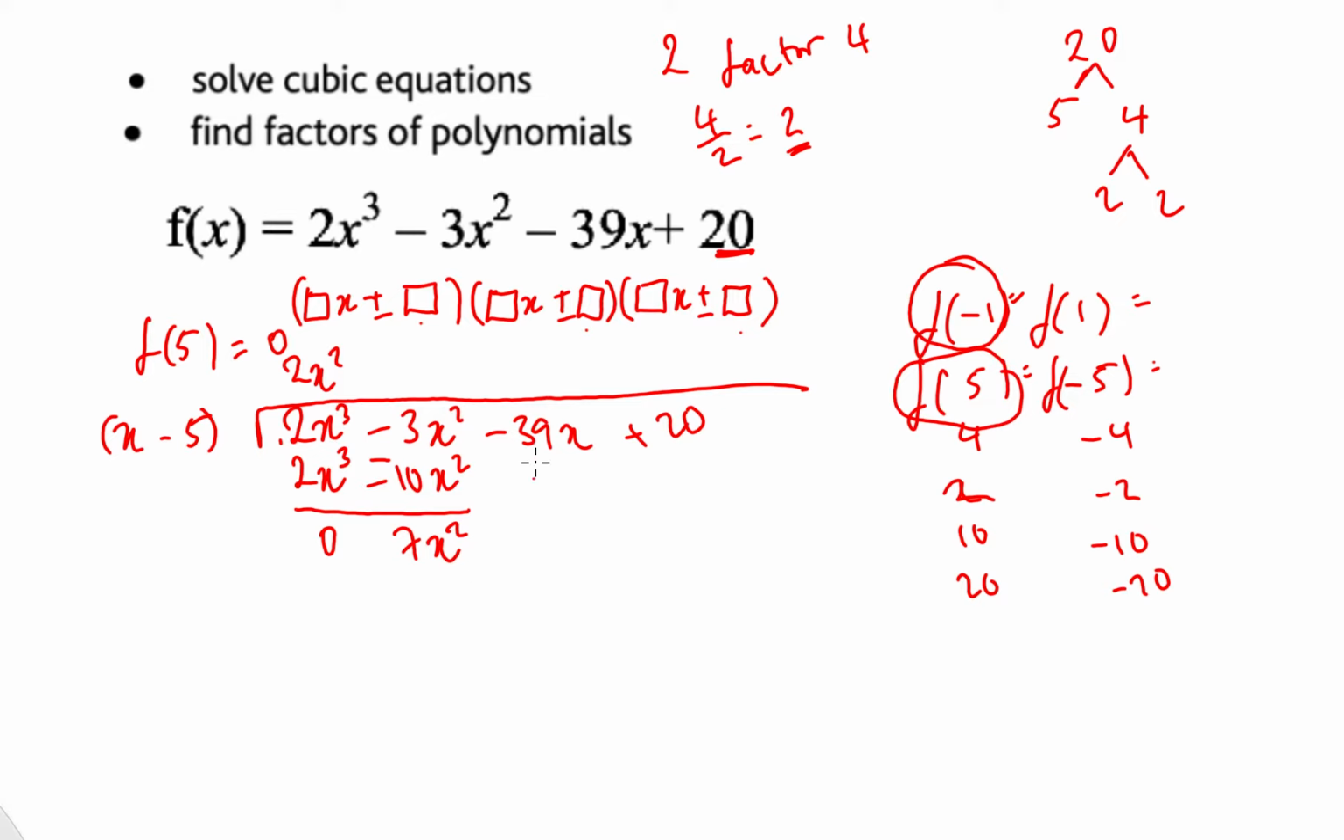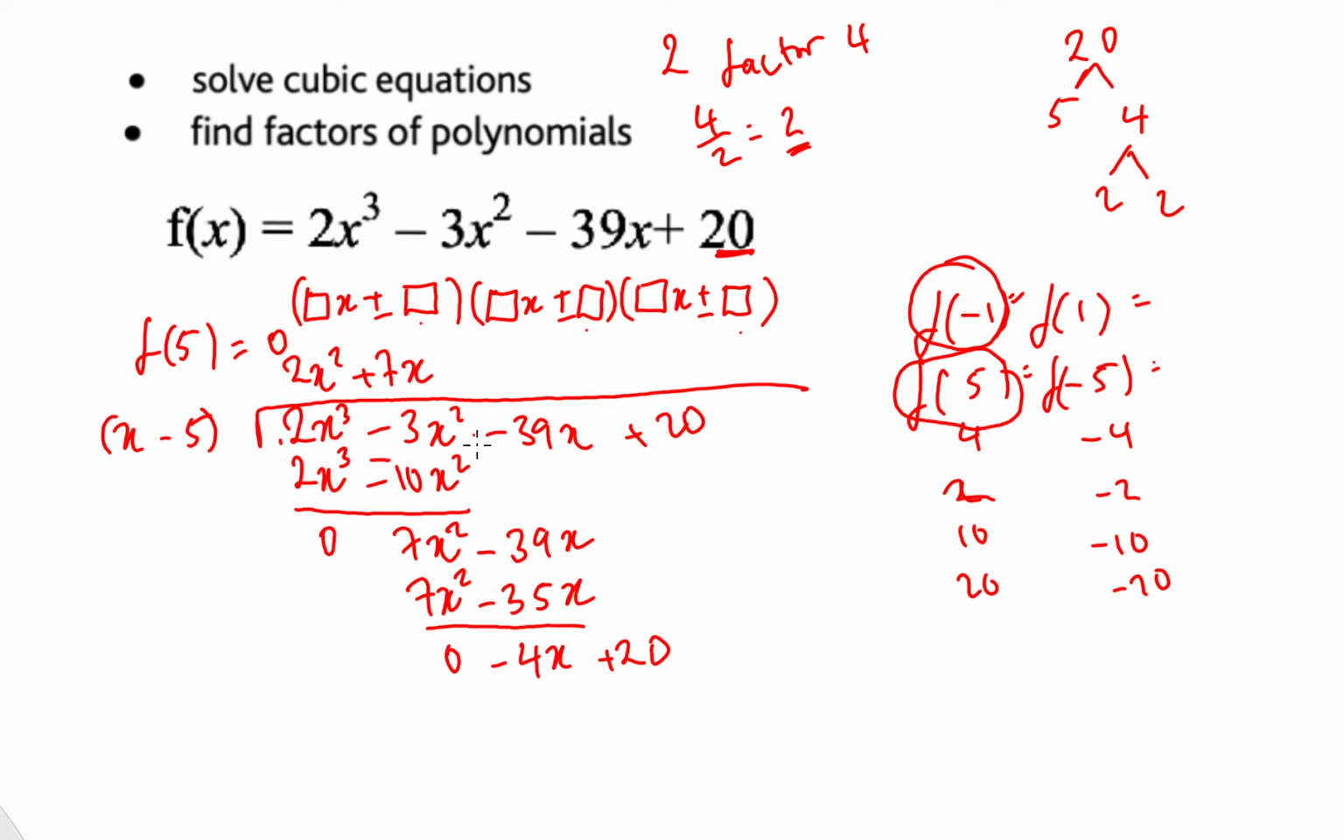Once you get to this stage, you bring down the next term, minus 39x, and then you continue the same process. x times something is 7x squared. This is 7x. Then you remultiply this 7x by x, which is 7x squared, and 7x times minus 5, which is minus 35x. Subtract these two, get minus 4x. Bring down the 20.